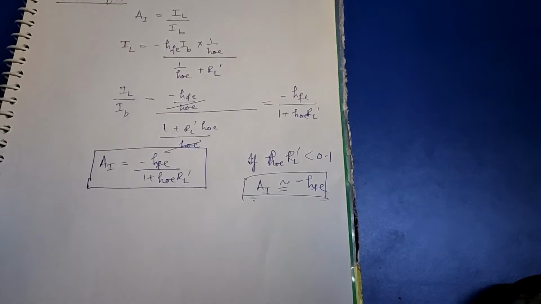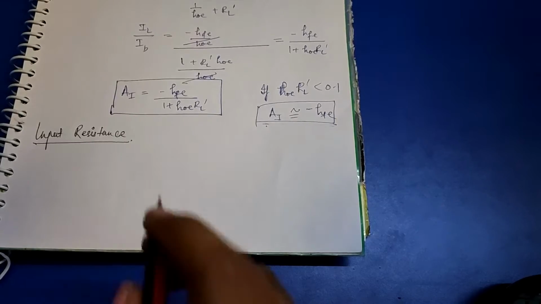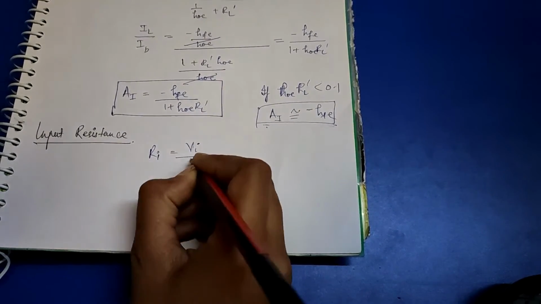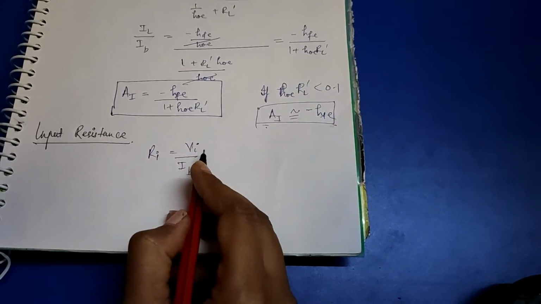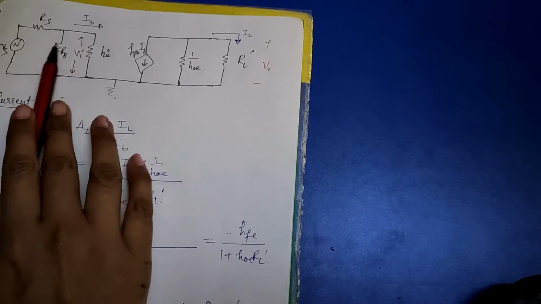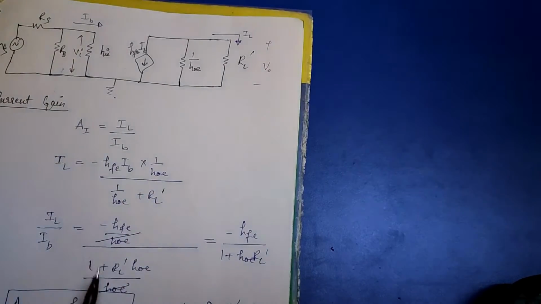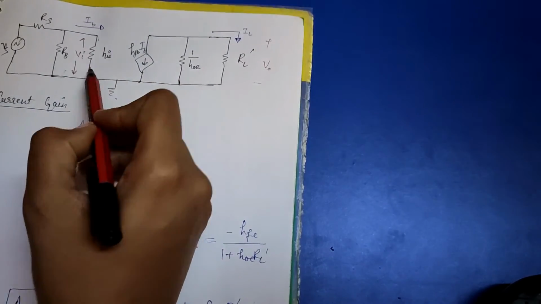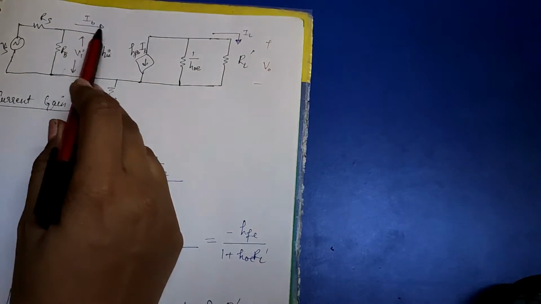Okay, now second thing, we have to calculate the input resistance. The input resistance is given by input voltage upon my input current. The input voltage I have marked here, it is VI, and the input current is the base current. And from the input circuit, this VI is equal to hie into IB.